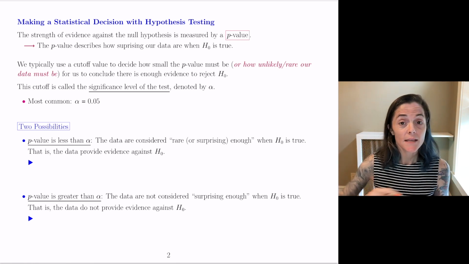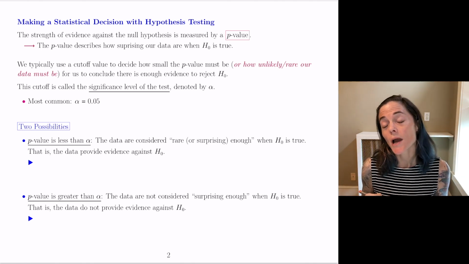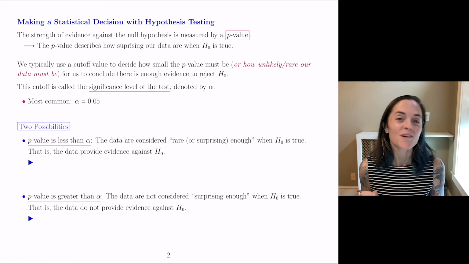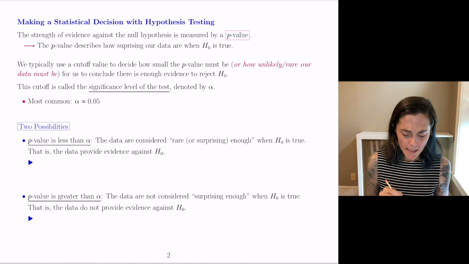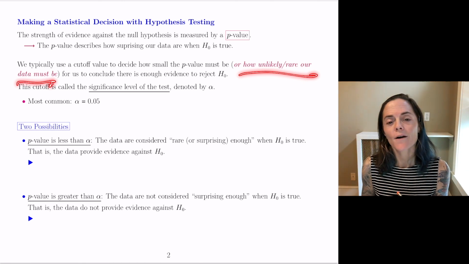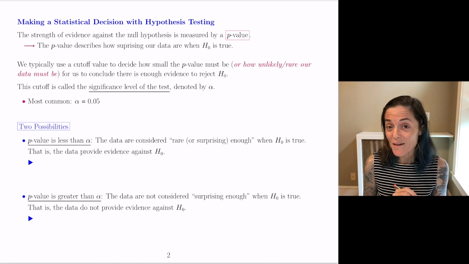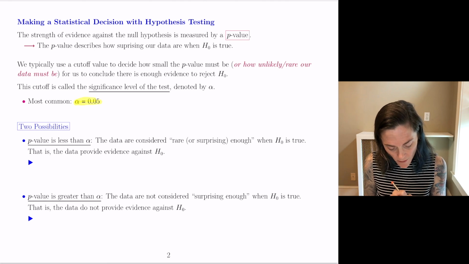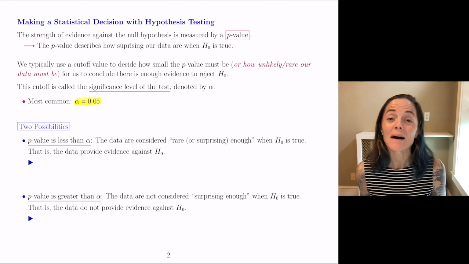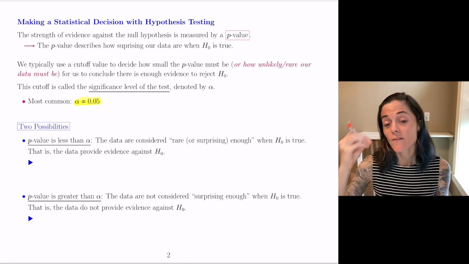The strength of evidence against the null hypothesis is measured with a p-value, and this p-value describes how surprising our data are when the null hypothesis is true. Typically, we use some cutoff to decide how unlikely or how rare our data must be to conclude we have enough evidence against the null hypothesis. This cutoff is called the significance level of the test, denoted alpha. Most common is alpha equals 0.05, but this does not have to be the only option. So there are 2 possibilities here. We have a significance level alpha.